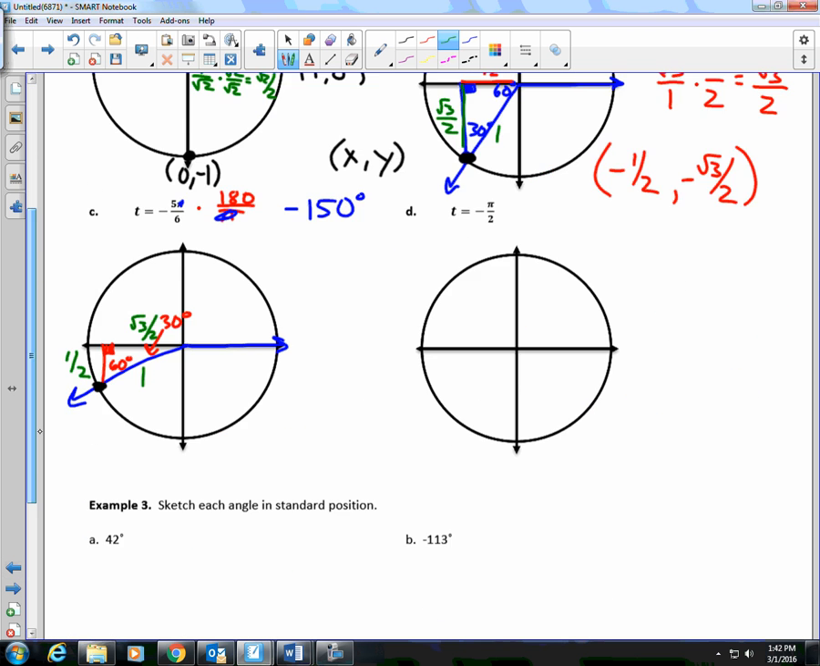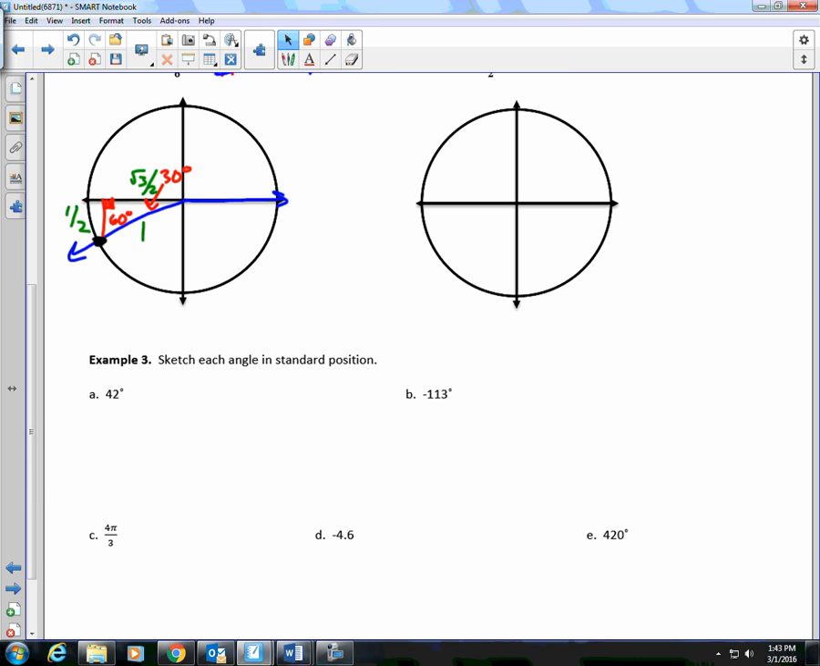Okay, our goal is to find this coordinate. It's an x, y coordinate. So x is the horizontal distance. What's the horizontal distance? And is it positive or negative? Negative square root of 3 over 2. What's the vertical distance? It's a negative, so negative 1 over 2. And that's my location. That's the location of that coordinate.